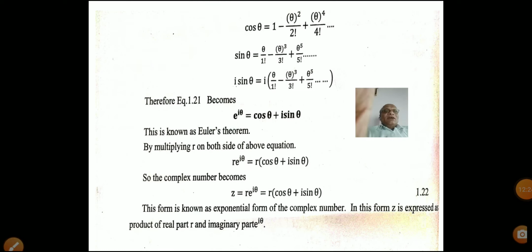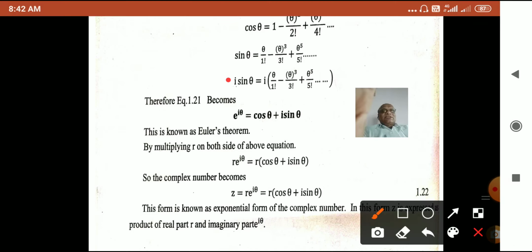Now cos of theta is equal to 1 minus theta square divided by factorial 2 plus theta raised to 4 divided by factorial 4, and sin of theta is theta divided by factorial 1 minus theta cube divided by factorial 3 plus theta raised to 5 divided by factorial 5. Now multiplying this sin by i, we get i sin theta: i into bracket all these terms, theta divided by factorial 1 minus theta cube divided by factorial 3 plus theta raised to 5 divided by factorial 5.